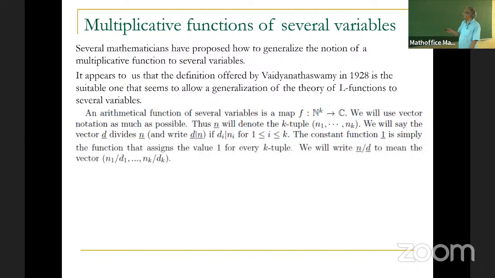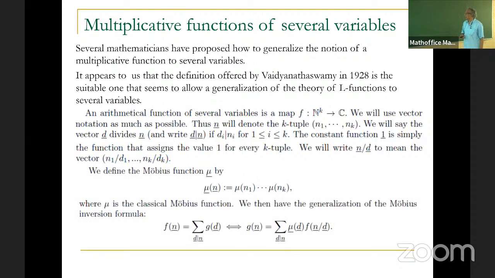And the function 1 is simply the one that assigns 1 everywhere. Then the classical Mobius inversion formula and the classical Mobius function can be generalized to the k-tuple context. And I believe it's Vaidyanatha Swami who proved this Mobius inversion formula here that we have.